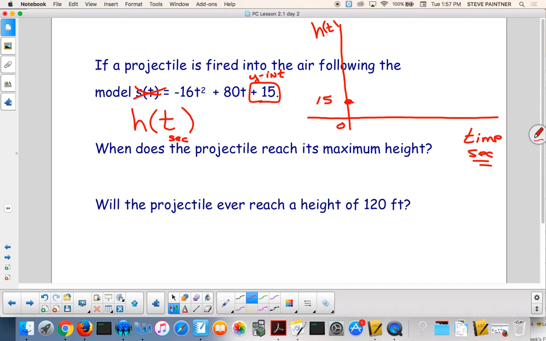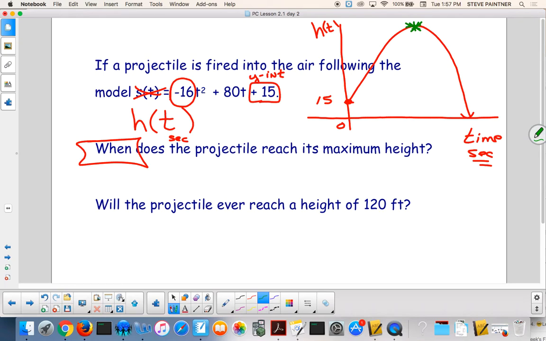Now, do I know if the parabola goes up or down? Does it point up or is it down? It's down because the A value is negative. So I know the projectile is going to hit the ground later. Here comes the question: when does the projectile reach the maximum height? Does that sound like height or time? That's time. Well, the maximum height is right here.